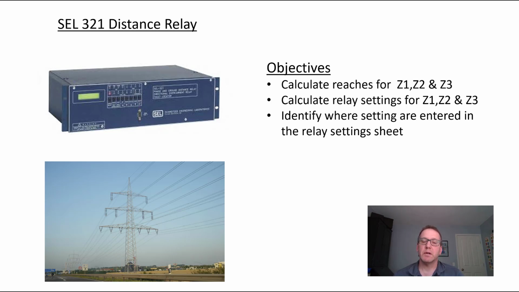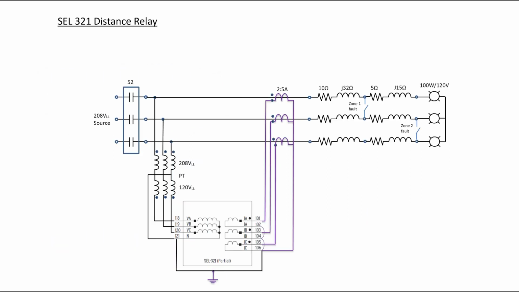The first is we want to calculate reaches for Zone 1, Zone 2, and Zone 3 based on our model transmission line. The second is we want to calculate relay settings for Zone 1, Zone 2, and Zone 3. And thirdly, we want to identify where in the relay setting sheet these values would be entered so that we could program the relay. So this is the little system we're going to connect in the lab.